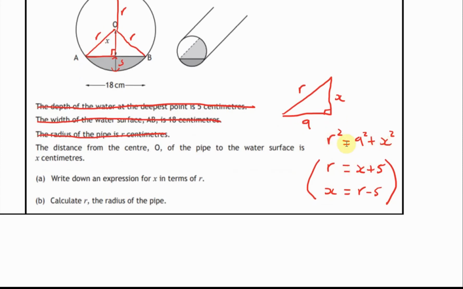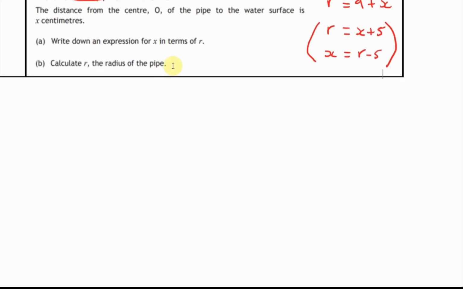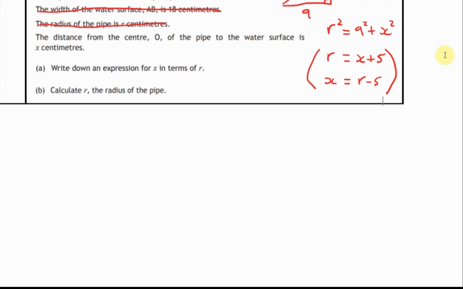We can't solve this because there's two unknowns. We can only solve it with one unknown. So we need to substitute one of these expressions into this equation. That's how we're going to complete section B. I think the easiest one to put in is the r, so I'm going to put this expression into here.